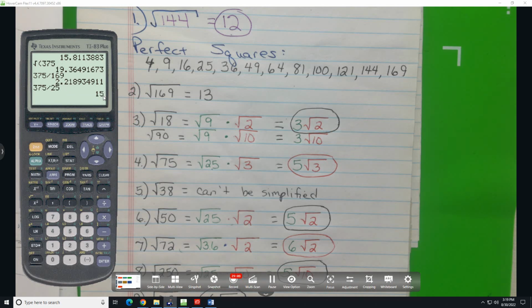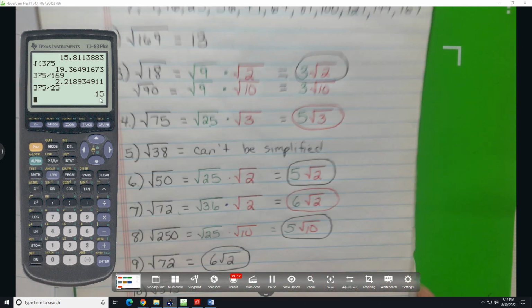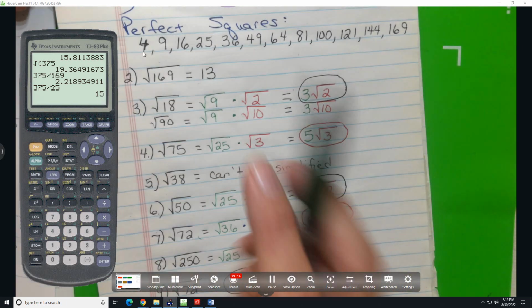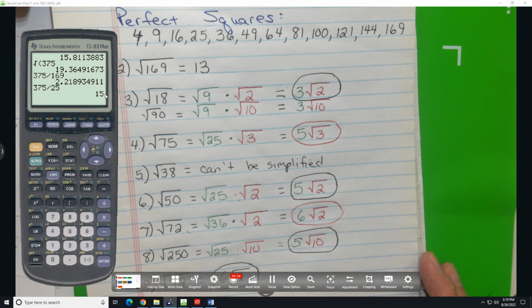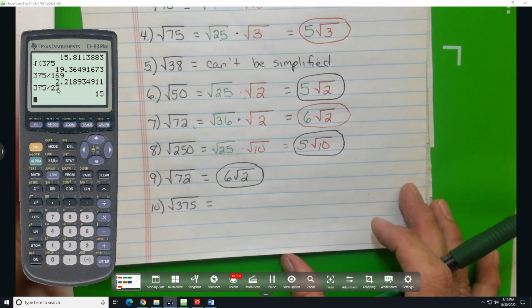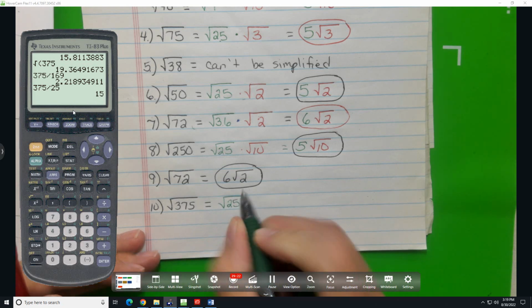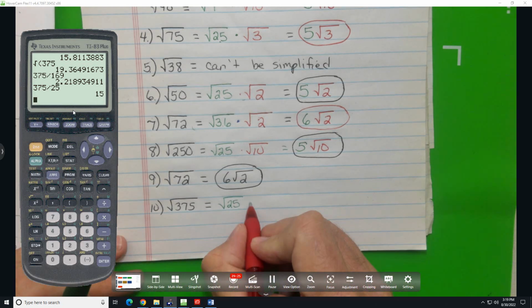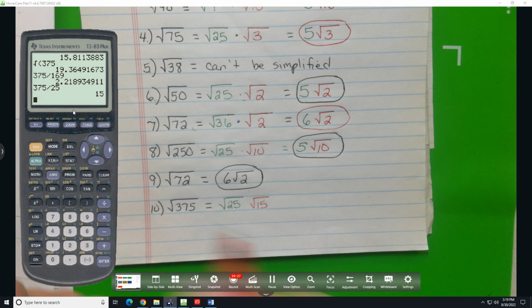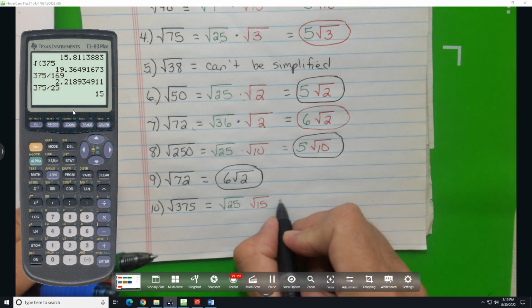15. Okay. Will a perfect square divide evenly into 15? It has to be a number smaller than 15. Does 4 or 9 divide evenly into 15? No, so that's the one you want. 25 times 15. Okay, that's a very good example, Tim. Well, thank you for showing the thought process.